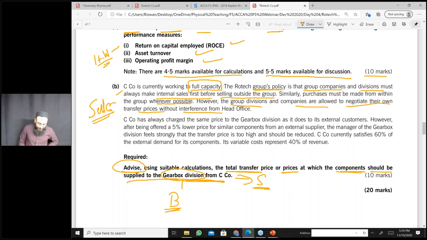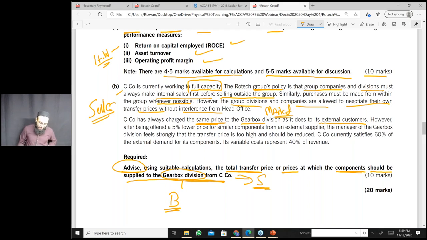CCO has always charged the same price. Listen, current pricing, current policy: the same price to the gearbox buyer as it does to external customers. Which means it is charging the market price to the internal division. Market price.